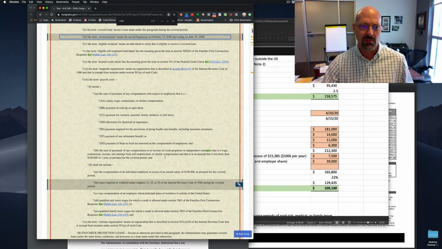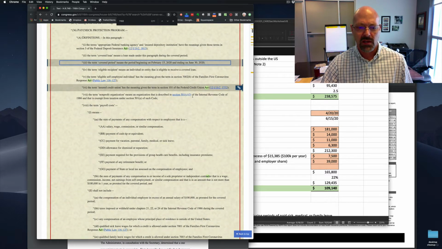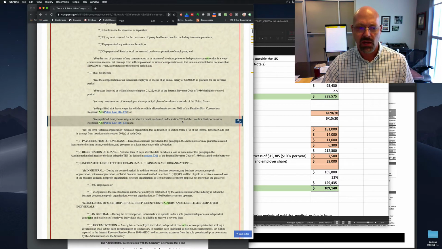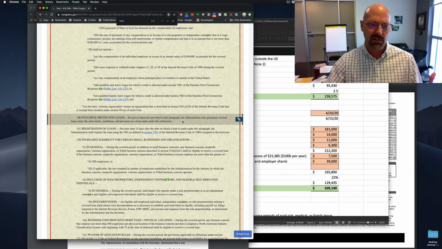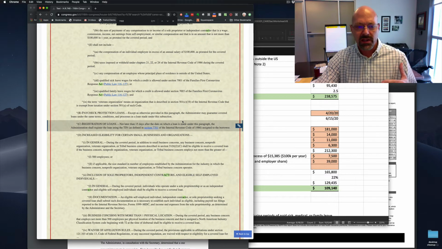So when is this covered period? Well, we go back up, and the covered period is February 20th to June 30th. So you're not going to have those amounts in your calculation. They don't apply to calculating how much the maximum loan is, in my opinion. So then, where do they come into play?